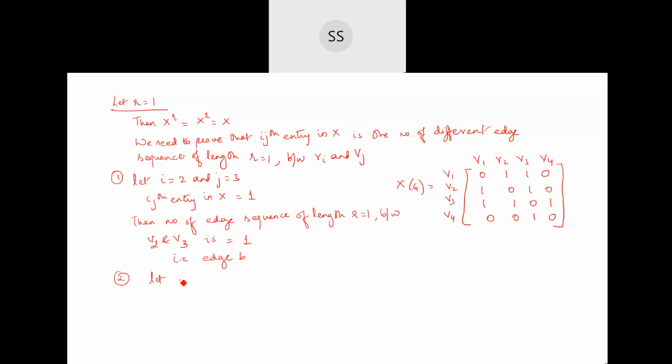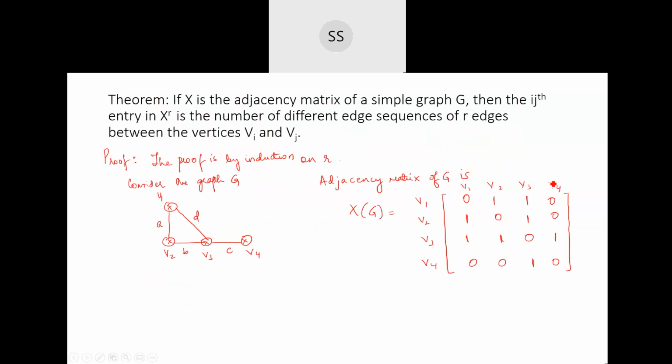Now let us consider that the I value is equal to 2, and your J value is equal to 4. I value is 2 and J value is 4. Then what is my ijth entry? What is my ith jth entry in X? When we look, it is 2 and 4, and the value is 0. That is, you have 0 possibilities of connecting V2 and V4 with a single edge, because R is the value 1.